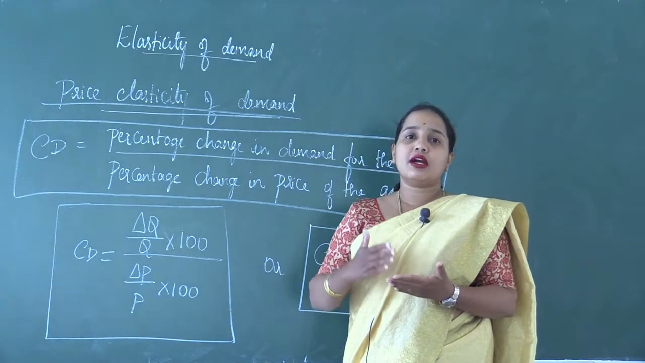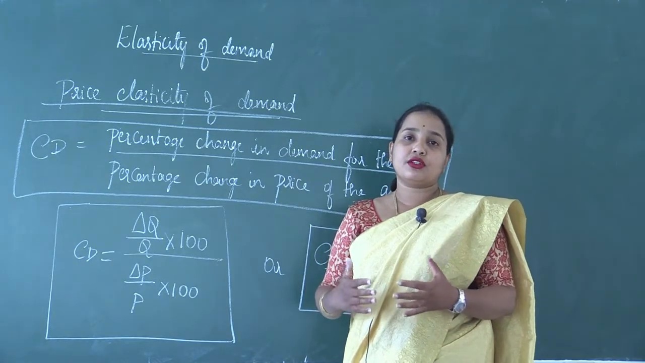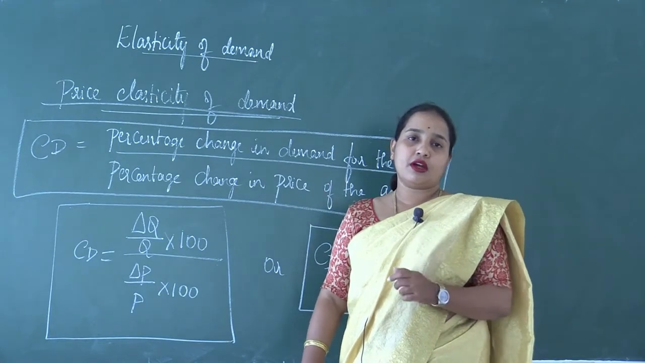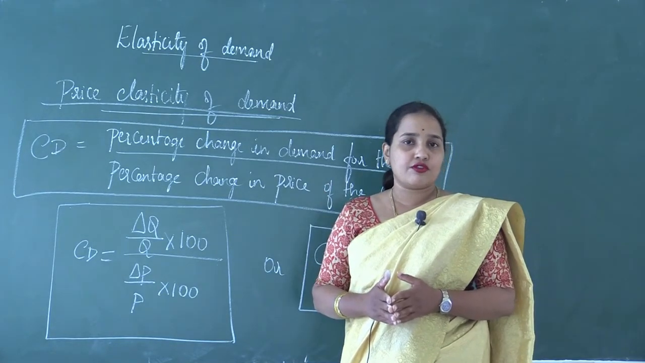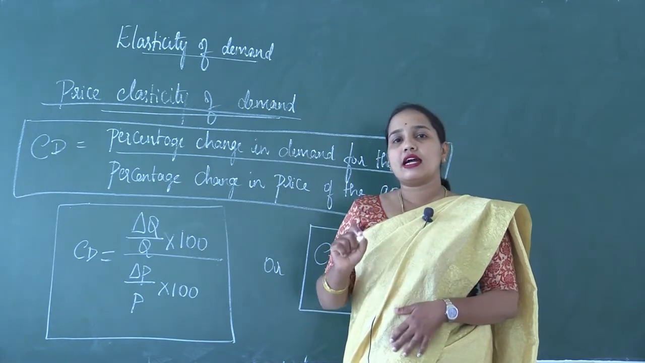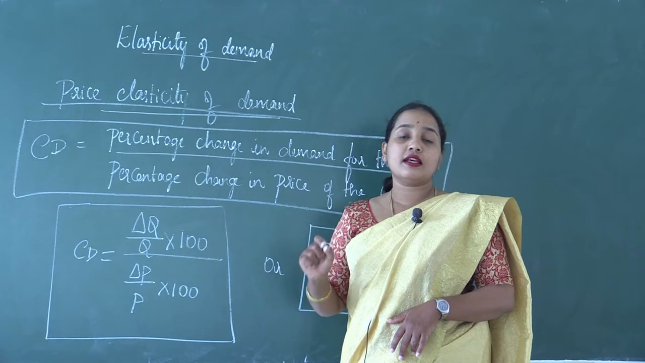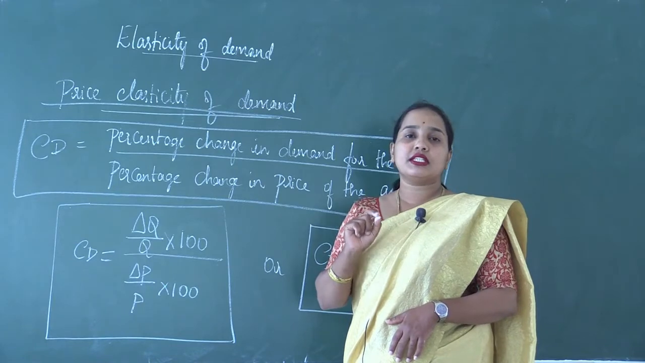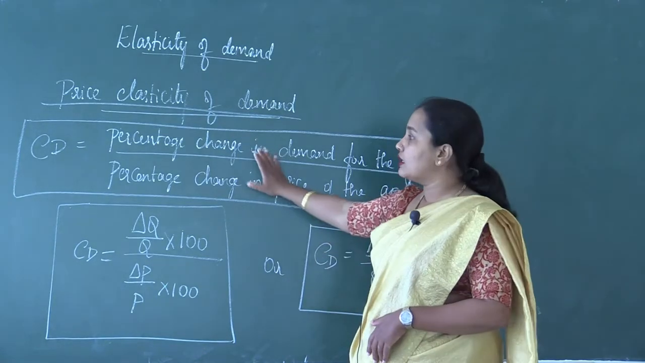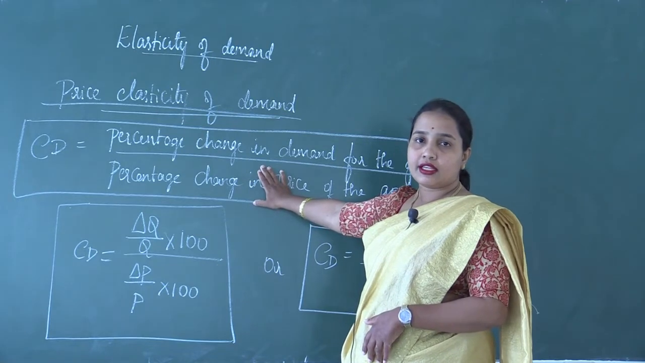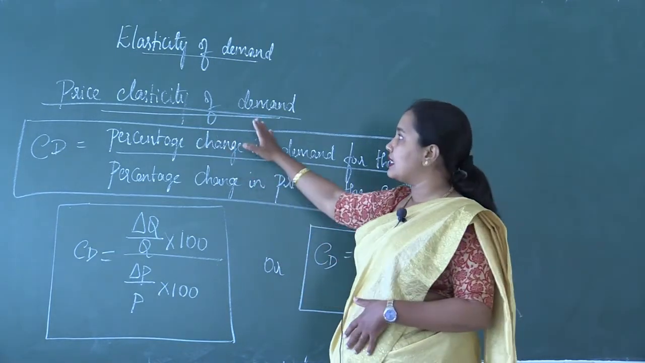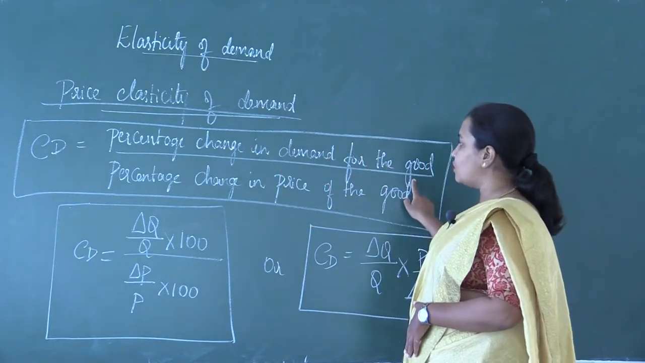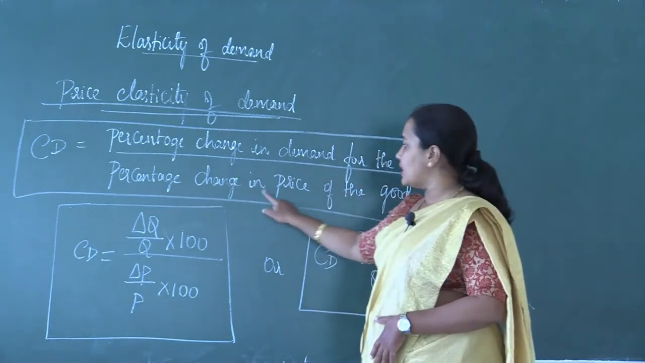So how much the demand gets affected can be measured with this particular concept called price elasticity of demand. So how can you define price elasticity of demand? You can say that price elasticity of demand is defined as the percentage change in the demand for the good divided by the percentage change in the price of the good. You can also take the theoretical formula like this.